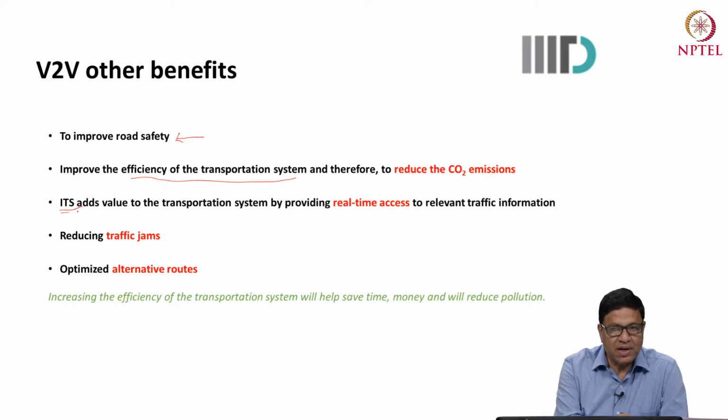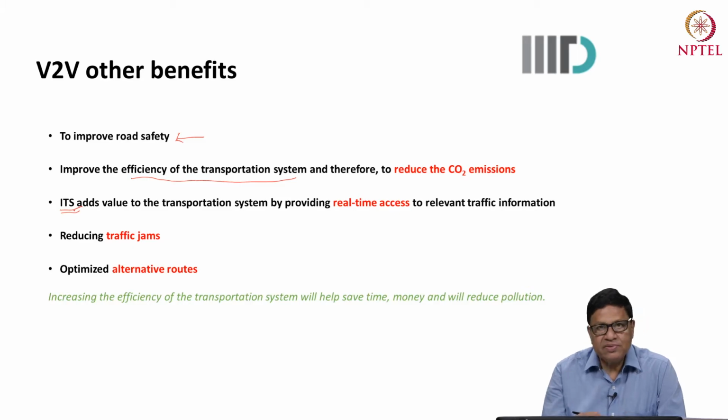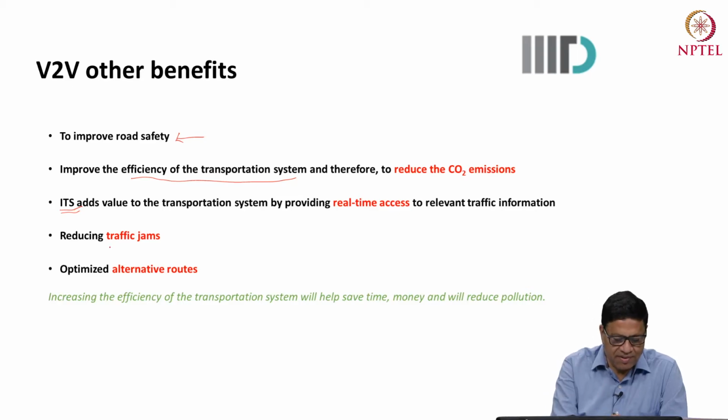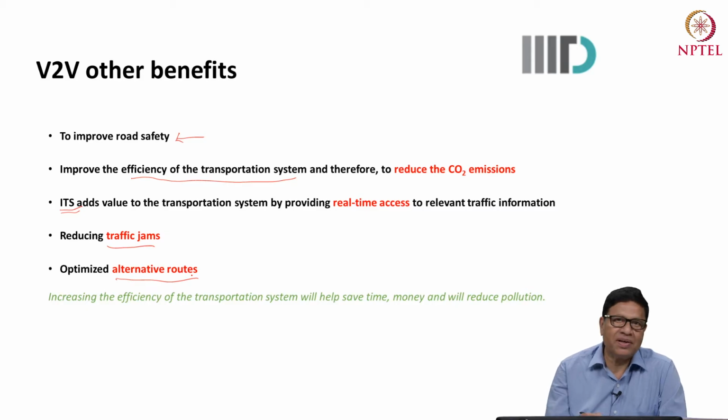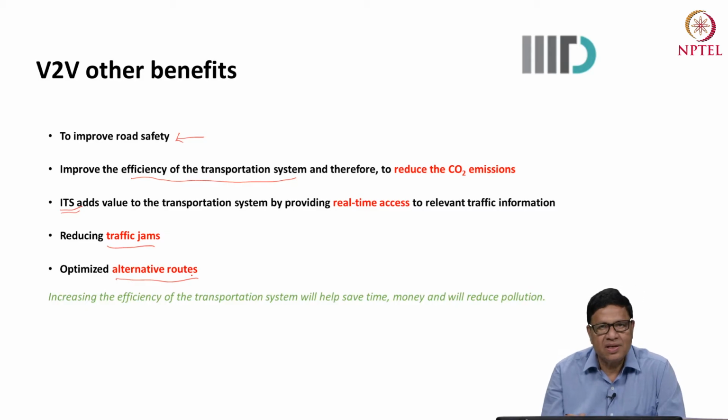Intelligent Transport System, ITS, gives real-time access to the relevant traffic information, which actually helps in reducing traffic jams. You can find out some alternative routes. So these are some of the advantages of vehicle-to-vehicle communications. If all vehicles communicate with each other, or at least the vehicles which are in the vicinity of that particular vehicle, it will result in some of these benefits which I have just discussed.